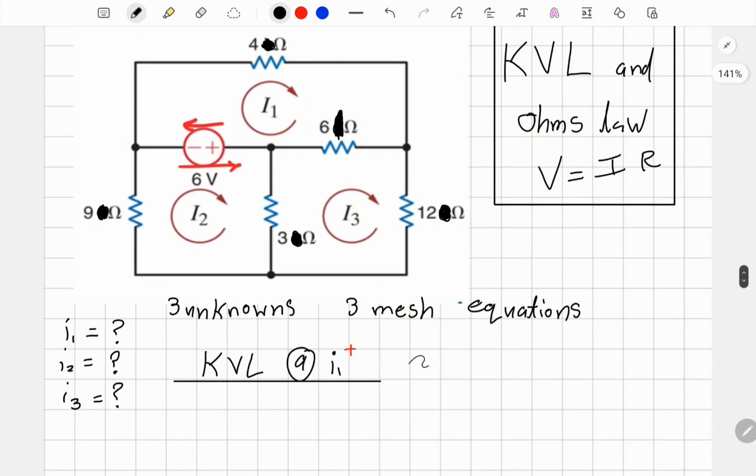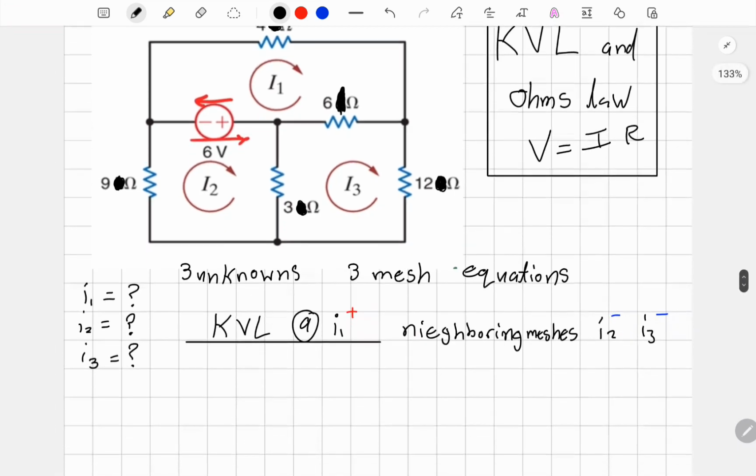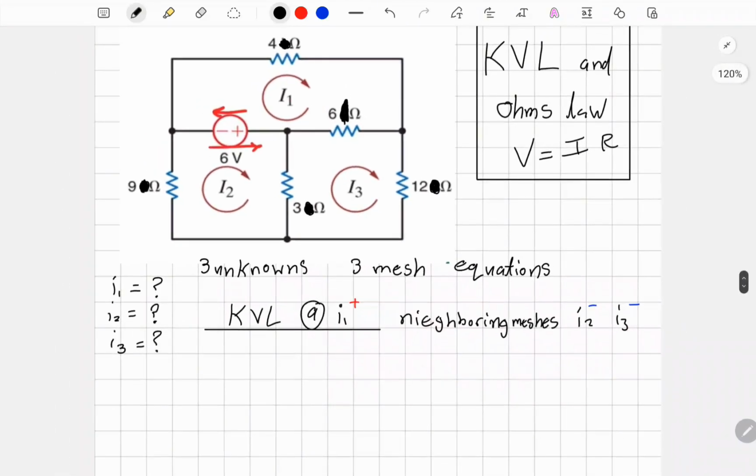Then any neighboring meshes, you don't have to write this part, but I'm doing it to explain, will be negative. My neighboring meshes are I2 and I3, and those are negative. Now I'm going to combine Ohm's law and KVL. I'm going to start from I1 to I2 to make it easier to write into my matrix.